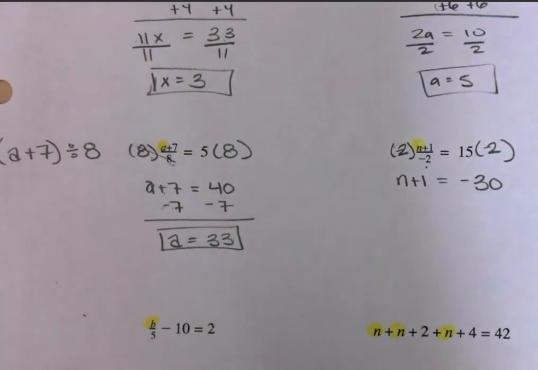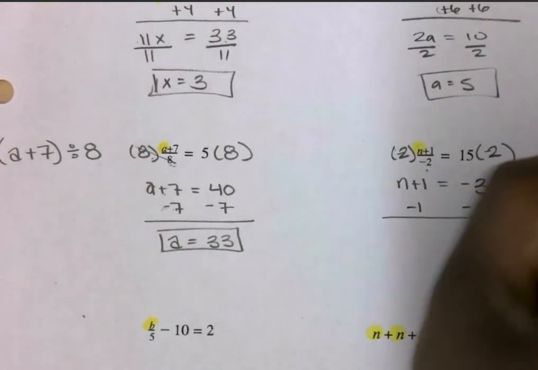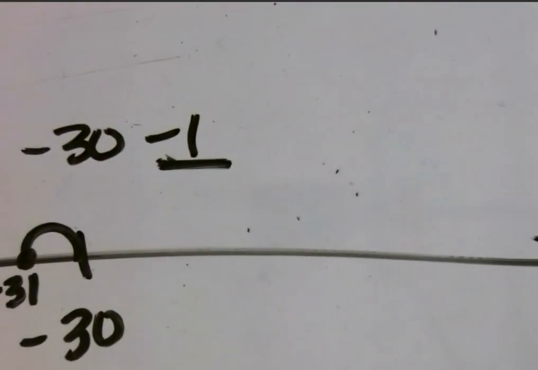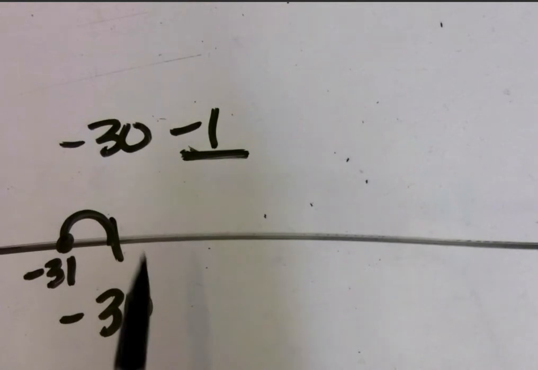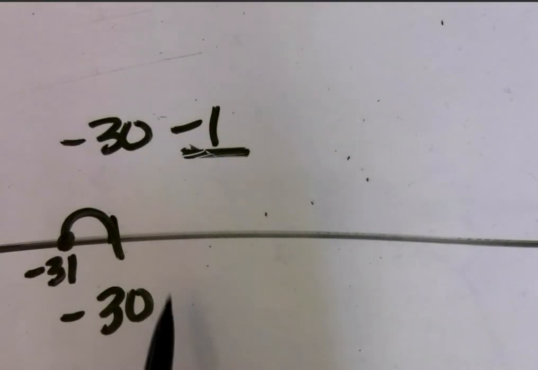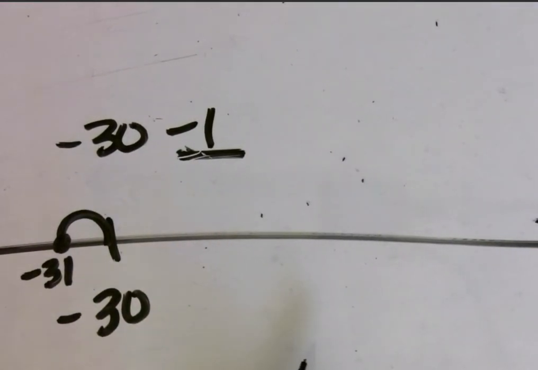Okay. The next thing I noticed is that some students said that this is -29. But let's think of a number line. If I have -30 minus 1, minus 1 means that we're going to go to the left. So that means when I go to the left, it should be -31, not -29.